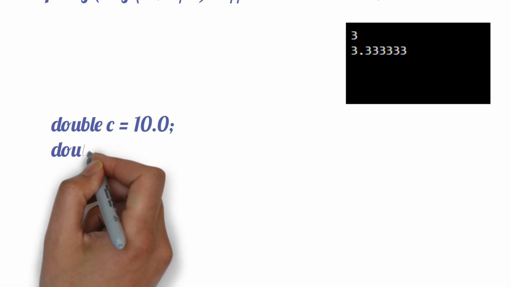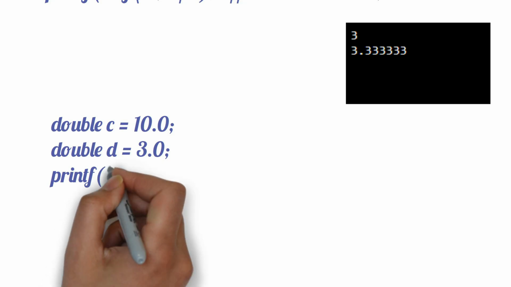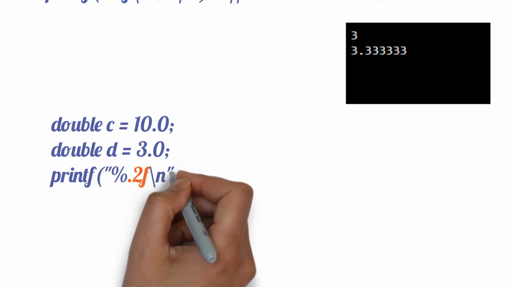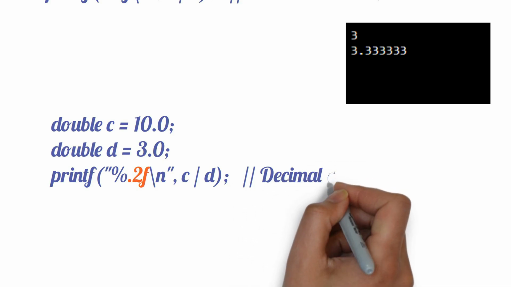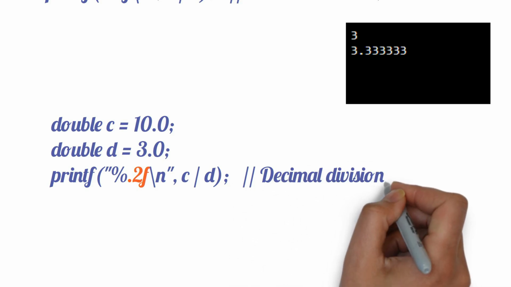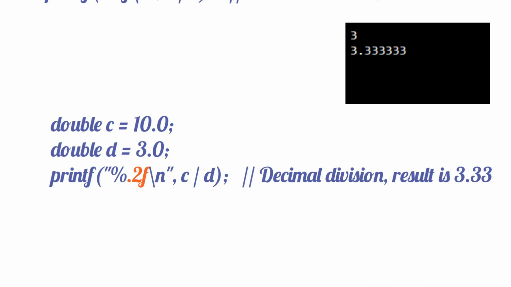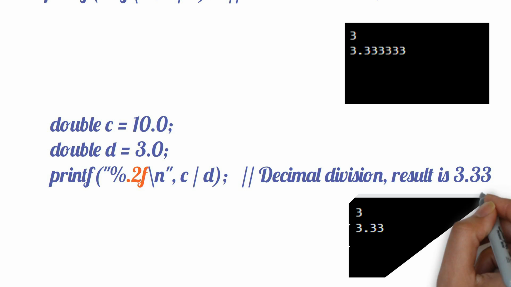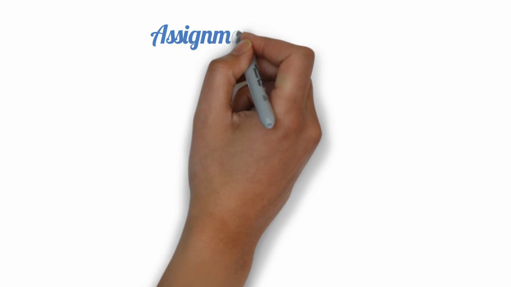If you don't want this 3.333 for a longer extent, what you can do is, in %f, I can just insert 0.2 f. This means I'll be printing only 2 digits after the decimal point. Now let me run this code. If I run this code, this will be the output. As you can see, I have got 3.33 as an output. Let us move on to the next topic.